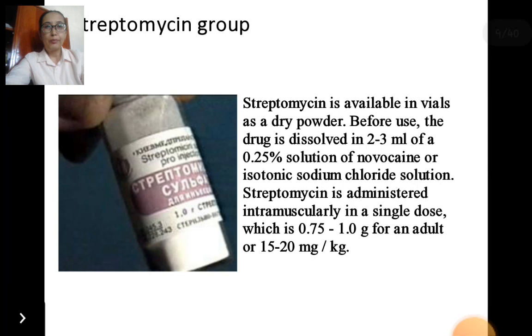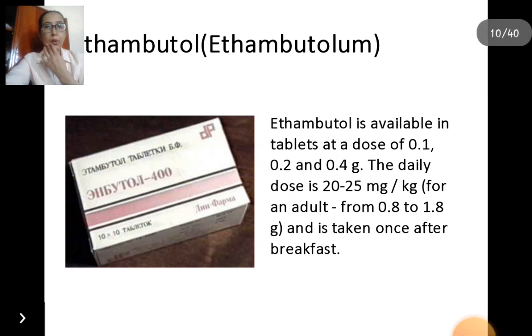Our third drug is streptomycin group. Streptomycin is available in vials as a dry powder. Before use, this drug is dissolved in 2 or 3 milliliters of 0.25% solution of novocaine or isotonic sodium chloride solution. Streptomycin is administered intramuscularly in a single dose, which is 0.75 or 1 gram for an adult, or 15 to 20 milligram per kilogram.